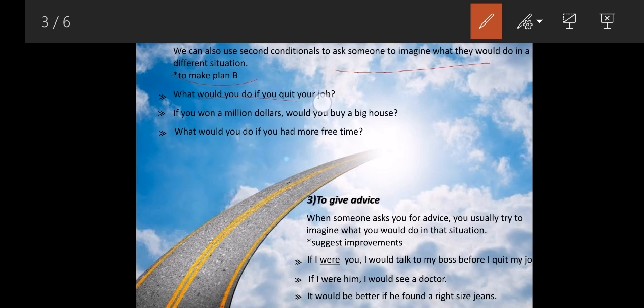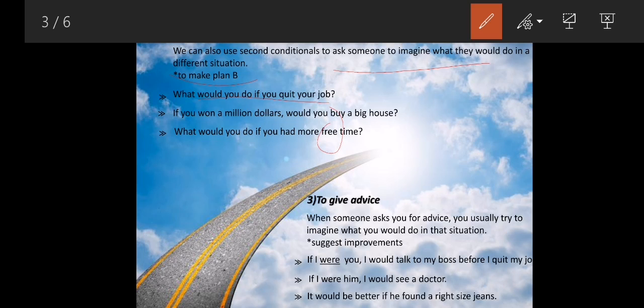What would you do if you quit your job? You have got a job, right? But what would you do if you quit your job? If you won $1 million, would you buy a big house? You don't have any dollar actually, but if you won $1 million, would you buy a big house or an expensive car? What would you do if you had more free time? I know that you all complain about having no time at all. You don't have any time. But what would you do if you had more free time, more spare time?